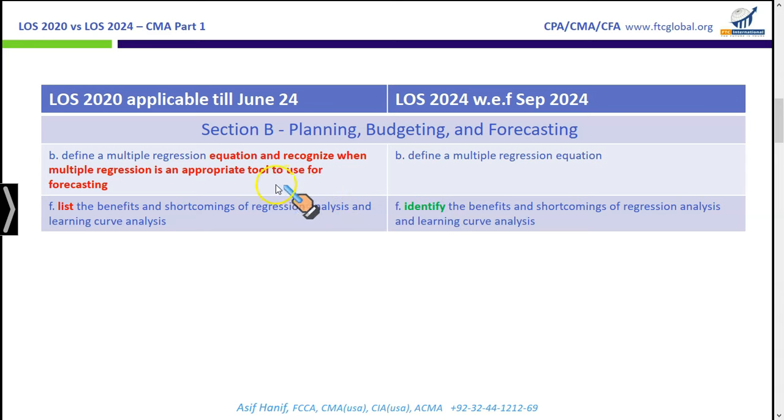Your Section B more or less stays the same. Previously, it was included in your LOS. Define a multiple regression equation and recognize when multiple regression is an appropriate tool to use for forecasting. This red part, as you can see, it has been eliminated, and what stays there is the first line only. Define a multiple regression equation. That's it. And the other change they have made is that instead of the word list, they have replaced list with identify. List the benefits and shortcomings of regression analysis. They have simply replaced the word list with identify the benefits and shortcomings of regression analysis. Everything else stays the same in Section B.